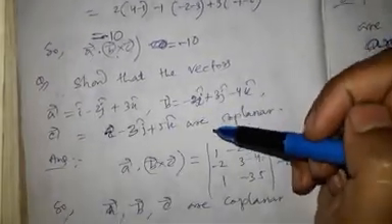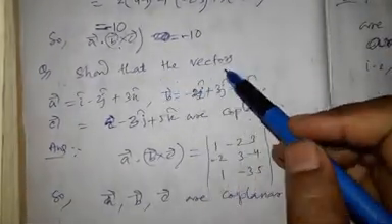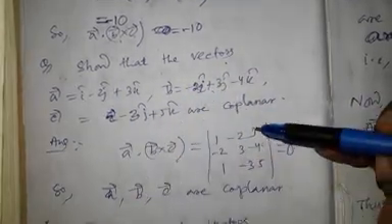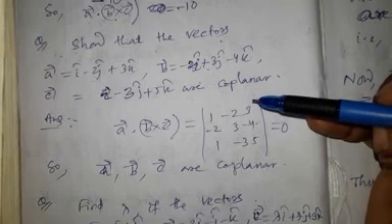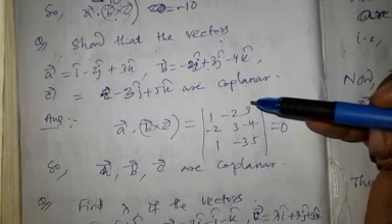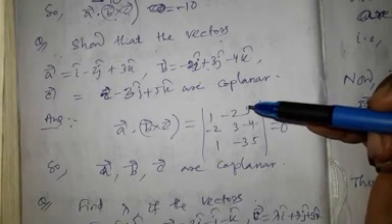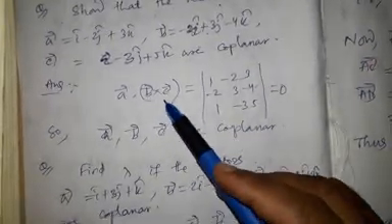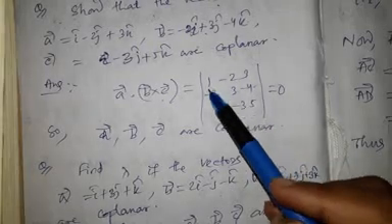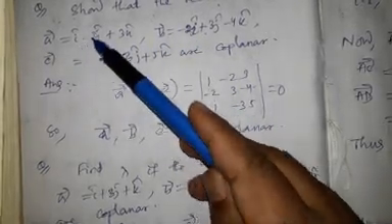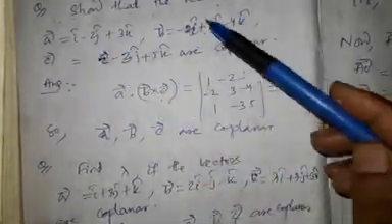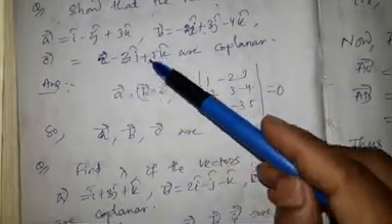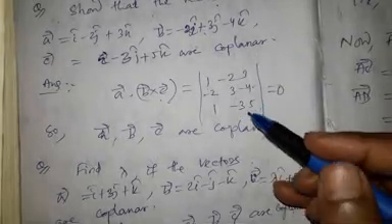Now comes another question: find the value so that the vectors A vector, B vector, C vector are coplanar. That means you have to find the scalar triple product. When the scalar triple product is 0, then the vectors are coplanar. Now A dot B cross C is equal to the determinant with first row 1, then minus 2, 3, you write it, then minus 2, 3, minus 4, you write it, then 1 minus 3, that is equal to minus 35.